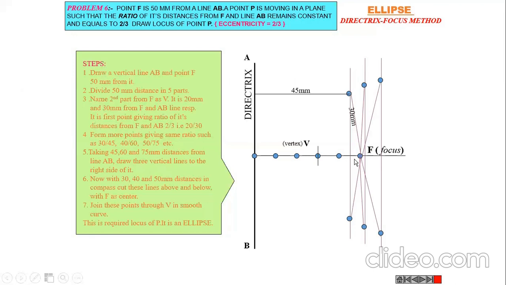Now we have to maintain this ratio, that is 2 by 3. So we calculate 30 and 45, then 40 and 60, and then 50 and 75. If I divide 30 by 45, I am getting this 2 by 3 ratio. Then 40 by 60, I am getting again the 2 by 3 ratio. So join all these points by using the engineering French curve.